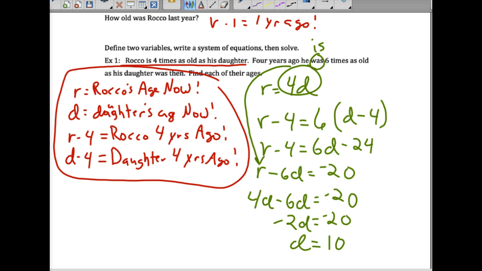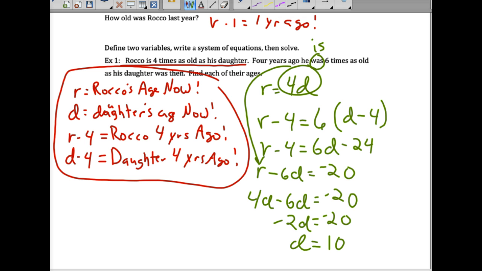Guys, I don't see any confidence out there. D is 10. Somebody's like, how could Rocco be 10 years old when his daughter was born and have a daughter? Okay. Well, what does D stand for? Daughter. The daughter, not Rocco. Okay. So his daughter is 10 years old.